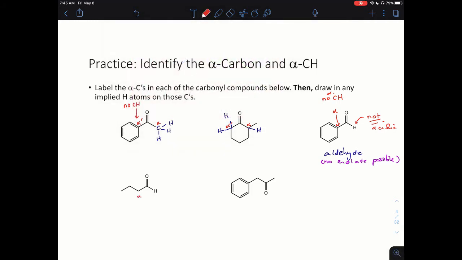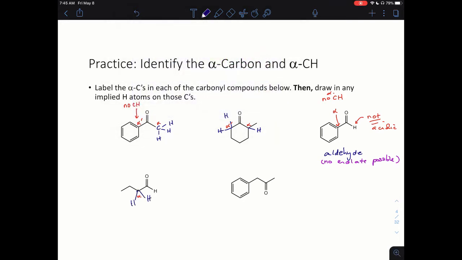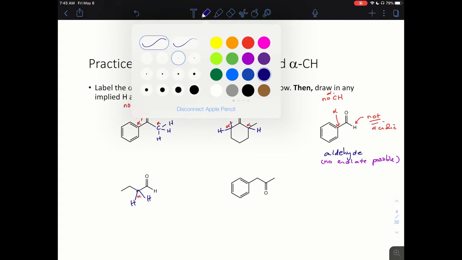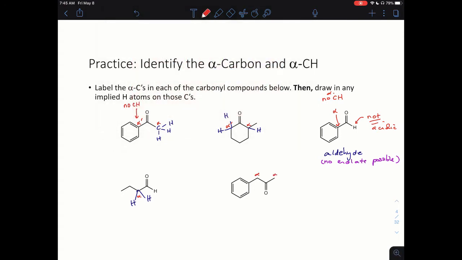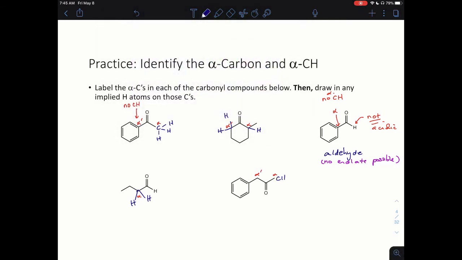Awesome, so here's another aldehyde. It only has 1 alpha carbon, and we'll go ahead and draw its alpha hydrogens in. And then for this last molecule, we have 2 alpha carbons. They're different, so let's go ahead and call them alpha and alpha prime. Each of them has alpha hydrogens. Good.